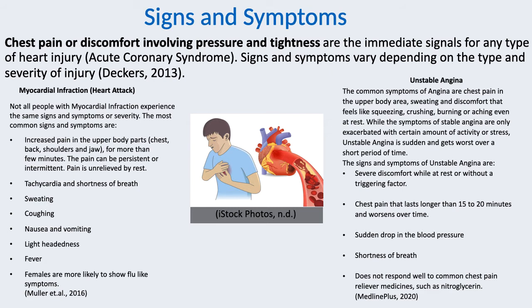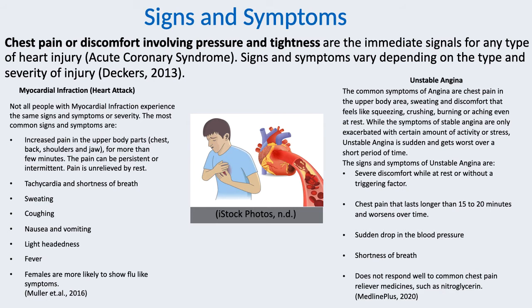This slide details the signs and symptoms of the two types of acute coronary syndrome: myocardial infarction and unstable angina. Firstly, myocardial infarction, also commonly known as heart attack, may not have the same effects on all people. The experience varies from one person to another depending on the severity of their heart condition, age, gender, and so on.